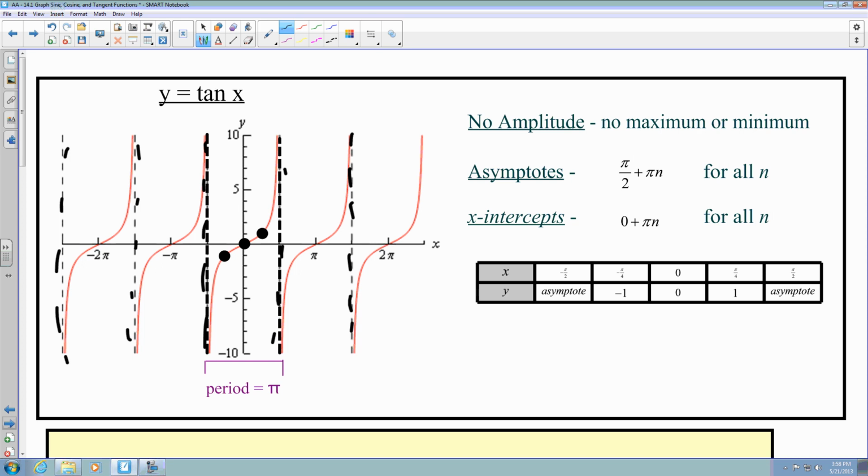It becomes undefined because from what we learned in chapter 13 about the unit circle, there's some areas where you can't find the values of those functions because you're going to divide the ratio by 0, and you can't do that.